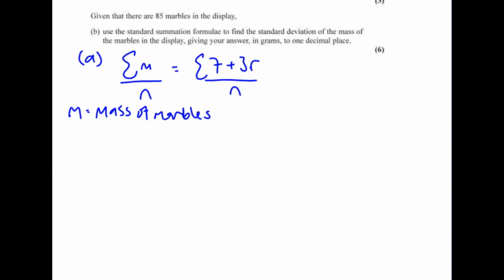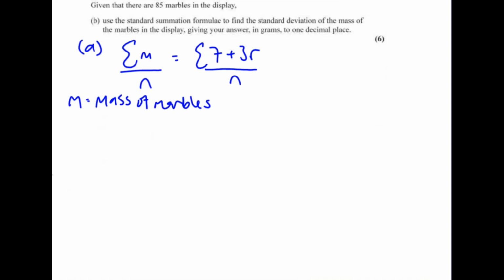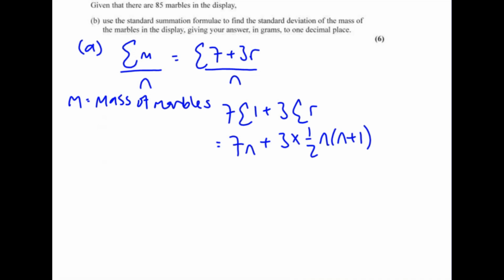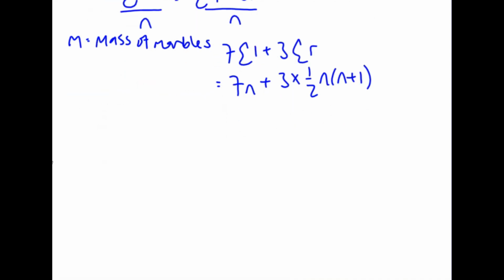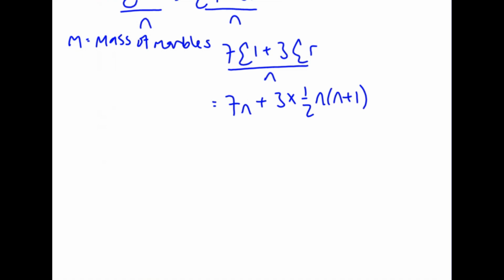And if we just start looking at the top of this fraction, I can split this up into two sums: 7 times the sum of 1, plus 3 times the sum of r. You know the sum of 1 is just n, so that's 7n. Sum of r is half n plus 1. And all of this actually is divided by n. I can cancel this n off here now. So 7 plus 3 over 2 n plus 1.